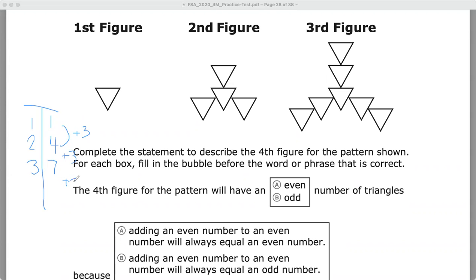So 1 plus 3 is 4, 4 plus 3 is 7, 7 plus 3 is 10. So the fourth figure will have 10 triangles, and 10 is even. And if you couldn't get the adding 3 each time, you could draw it out if you wanted to.